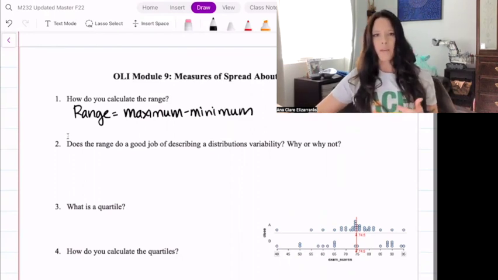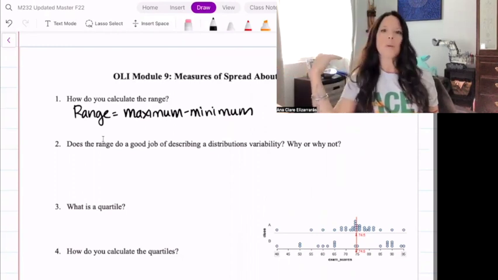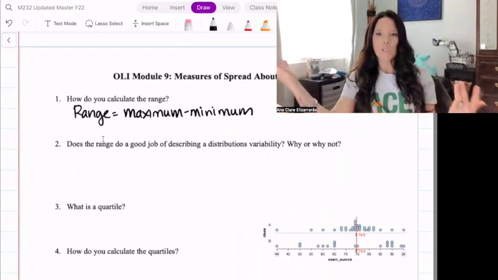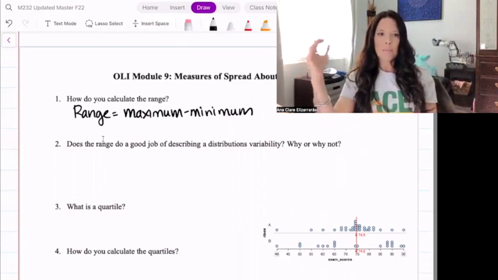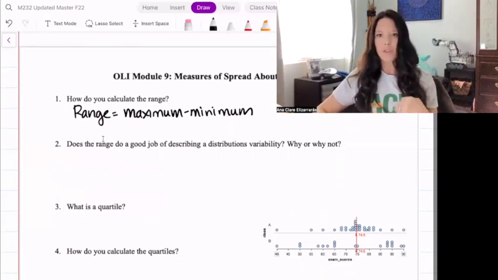The next question we have here in our notes is, does the range do a good job of describing a distribution's variability? Well, remember in our previous module, we talked about variability being how spread out your data is. Why or why not? So we have this image down here where we're talking about the exam scores of two different classes.